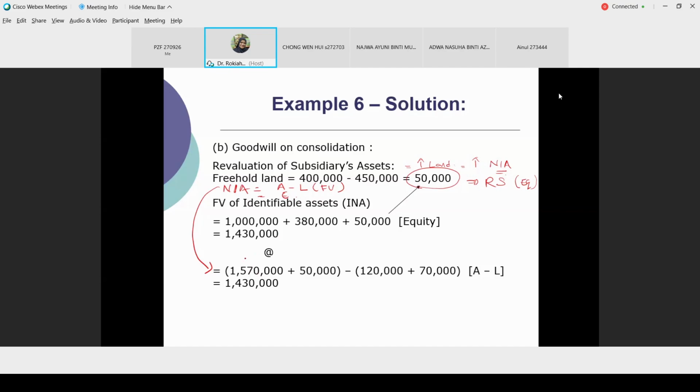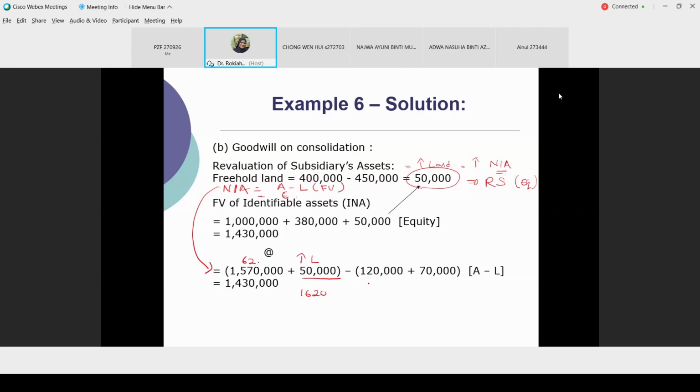Okay, the previous one, refer to slide 62. So the total amount of your assets here is 1570, from slide 62, and then plus 50 here. The 50 here is the increase in the value of the land. Okay, so now the value of your net assets here will be 1620.